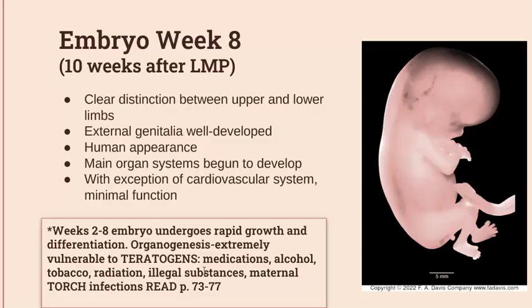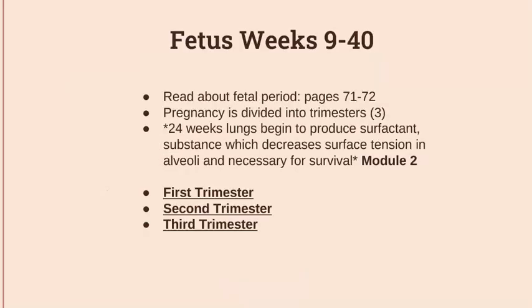So we need you to read about TORCH infections on page 73 to 77, and we'll talk about them in the next slide deck. But they're especially important in this first trimester because of their teratogenic effect and the detrimental effect that they can have on a growing embryo and fetus. So fetus, they call it a fetus once it becomes about 9 weeks, 9 to 40 weeks. You can read about the fetal period. Pregnancy, again, is divided into trimesters. There's 3 trimesters, each about 13 weeks long or so.